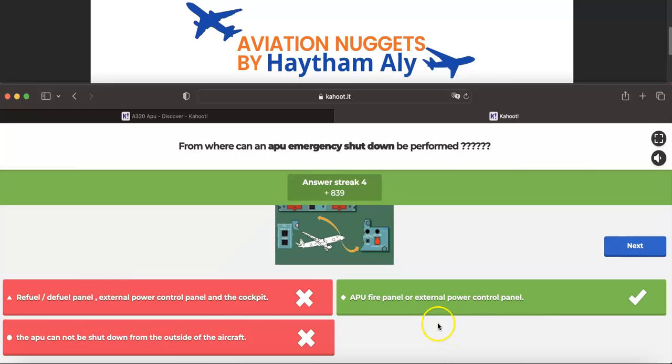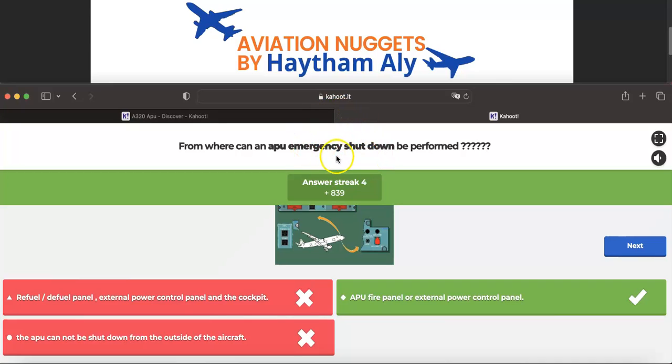As I told you just a few seconds ago, at the APU fire panel, if you release the APU fire push button, you will initiate an emergency shutdown. If you shut down the APU from the external power control panel, where it is a guarded push button, and you press on it, you will initiate an emergency shutdown. And an emergency shutdown is an immediate shutdown. The APU will shut down without any cool down cycle, even if the APU is being used to supply the aircraft with pneumatic power.